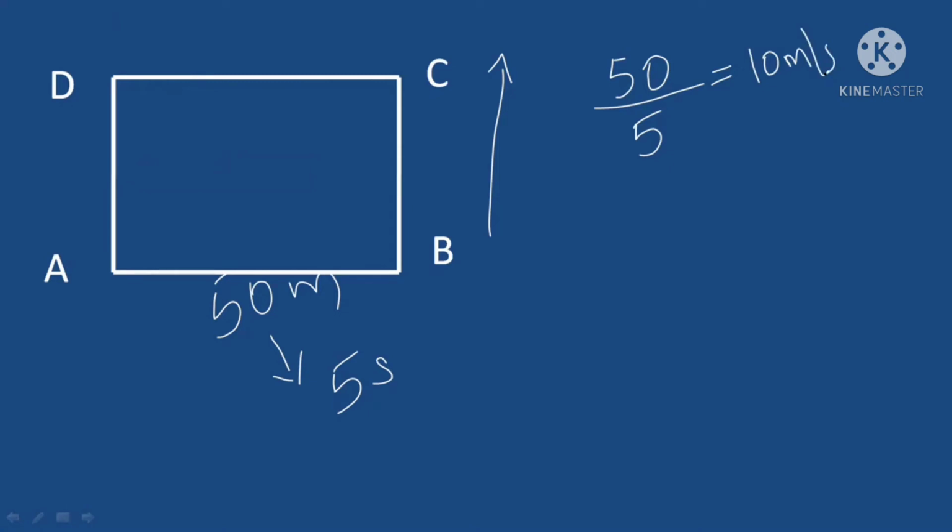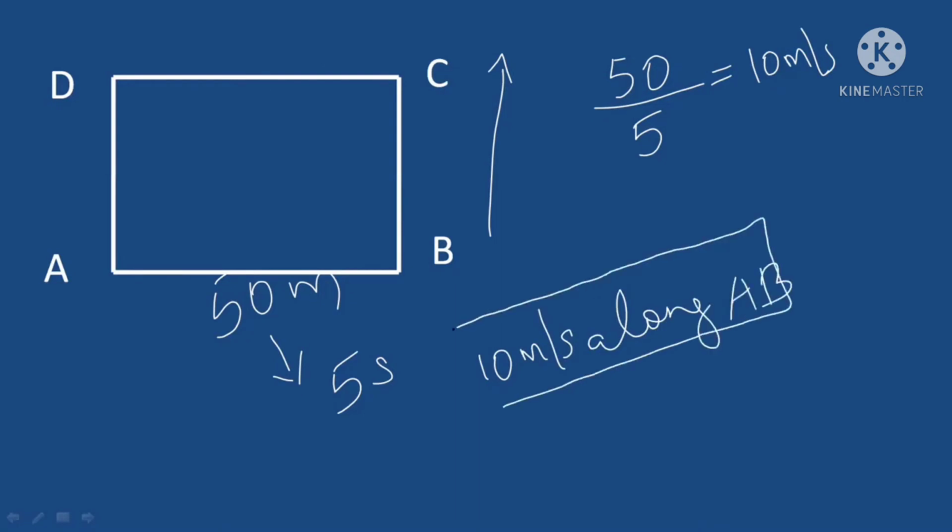Now what is it actually? It is a speed. Now if you want to talk about velocity, how we will represent it: 10 meters per second along AB. Now, I am specifically mentioning the direction. 10 meters per second is the magnitude, and along AB means I am also saying the direction. So whenever I am mentioning speed with direction, it is velocity.